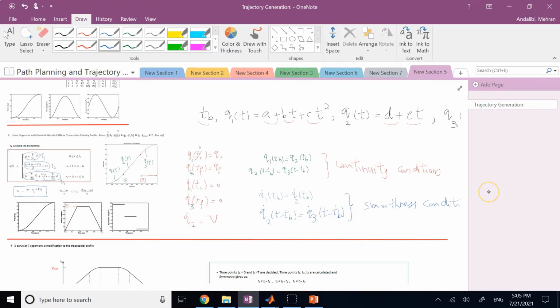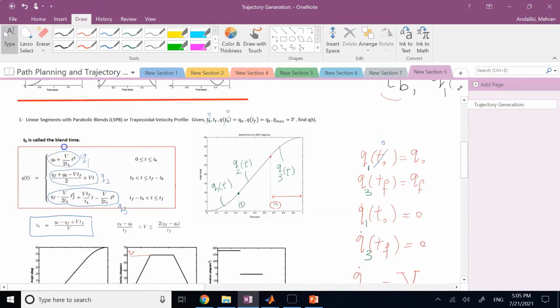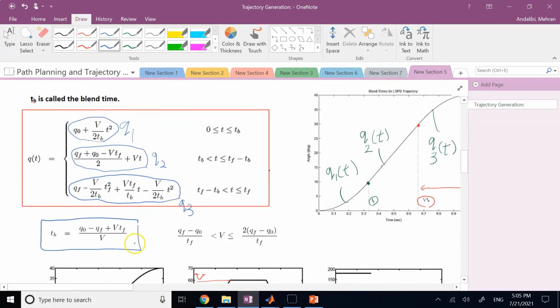Okay, so everything is basically taken care of, right? So this is the solution. This last one gives you a value for T blend. So when you want to start using this, the first thing you have to calculate is actually T blend. Once you have that, then you can plug it into the first one and the last one. So before you can calculate these coefficients in this Q1, Q2, Q3, first you have to calculate T blend because you need it in Q1 and Q3, as you can see here.